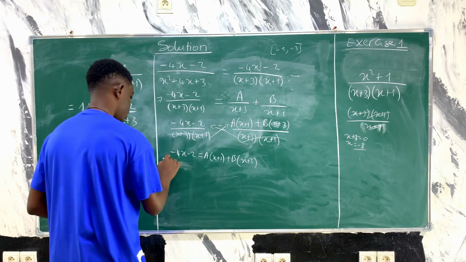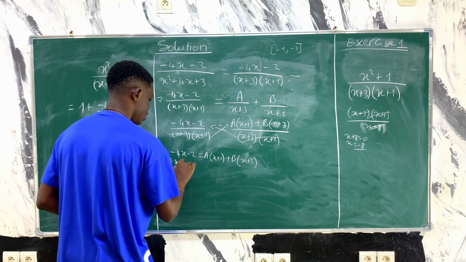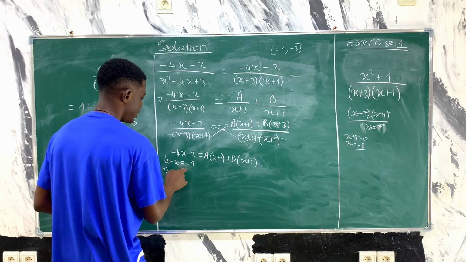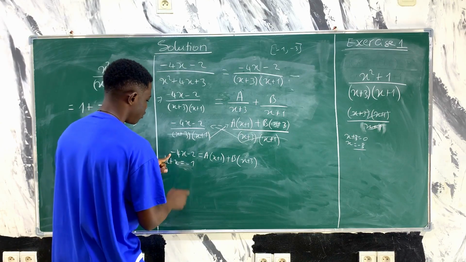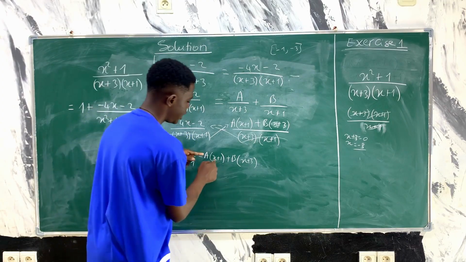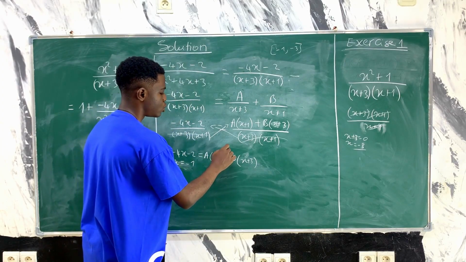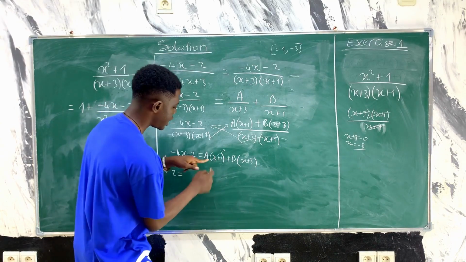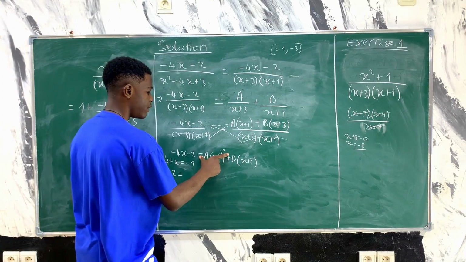So I'll start with the first one. Let x be equal to minus 1. It implies if I replace minus 1 here, I'm going to have 4. 4 minus 2 is 2. So it's equal to, here, minus 1 plus 1 will make all of this go to 0. Minus 1 plus 1 is 0. 0 times A is 0. 0 times anything is 0. So all of this will disappear.